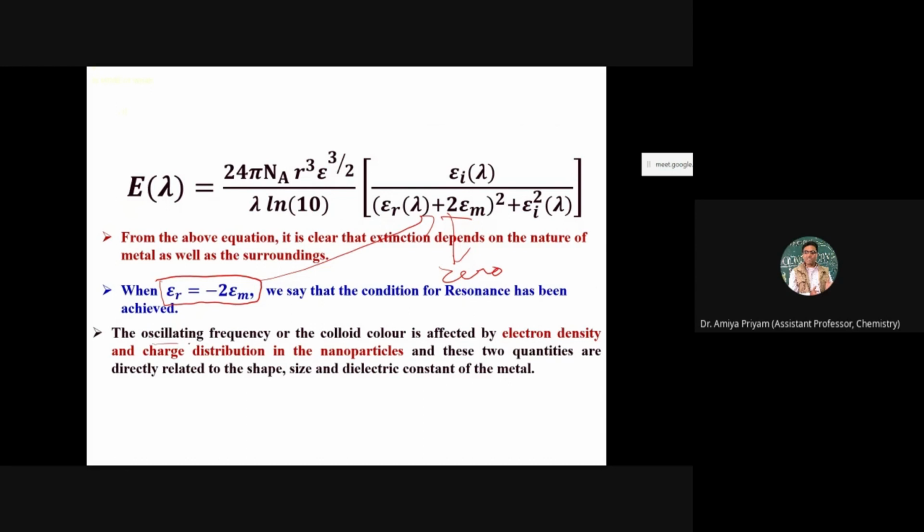So oscillating frequency, the colloidal color is affected by electron density and charge distribution in the nanoparticles. This is something that we saw in the bulk case also. But here you have the size and the surroundings, so the role of surroundings is important here. The dielectric constant function of the metal nanoparticle is size dependent. So this is epsilon, the dielectric constant. It depends on lambda and r. For different values of wavelength and radius, the dielectric constant of metal will keep on changing.